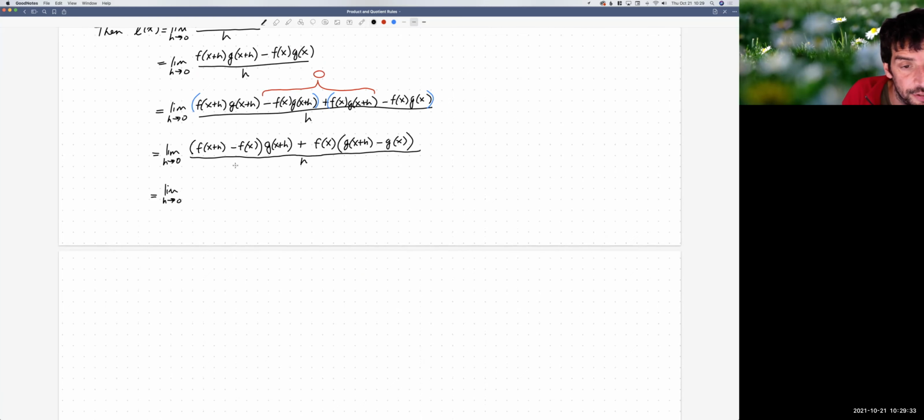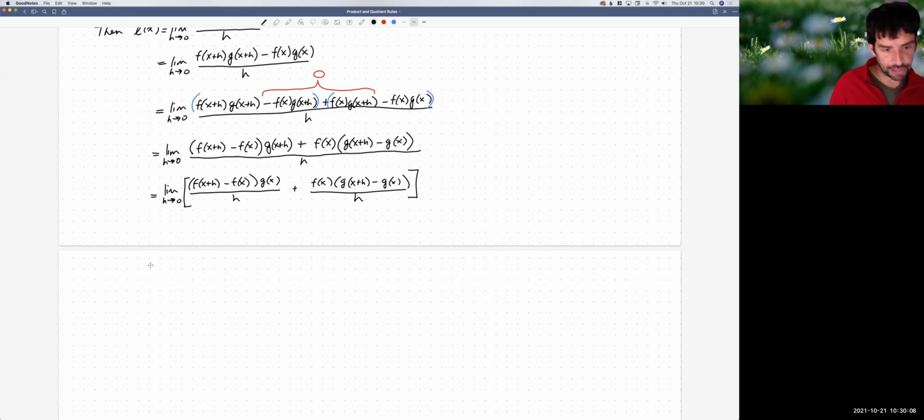We've got the limit as h goes to 0. I'm going to just turn this into 2 fractions. So I'll have f of x plus h minus f of x times g of x all over h plus f of x times g of x plus h minus g of x all over h.